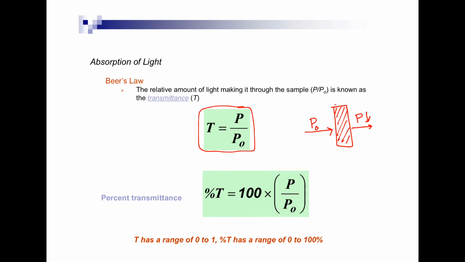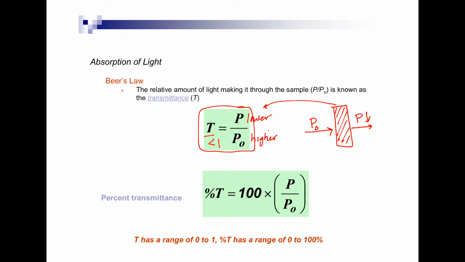So when we think about what that means for this ratio here, P is always going to be the lower number, P naught is going to be the higher number. So transmittance is always going to be a number that is less than 1, okay? If it was 1, it would mean that all the light was transmitted through the sample, and that basically would mean that our sample was not sensitive to light and we should not be doing spectroscopy experiments with it.